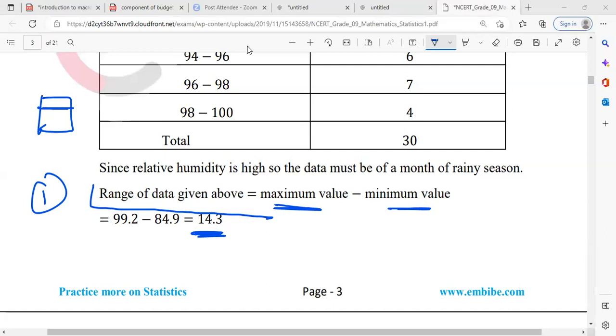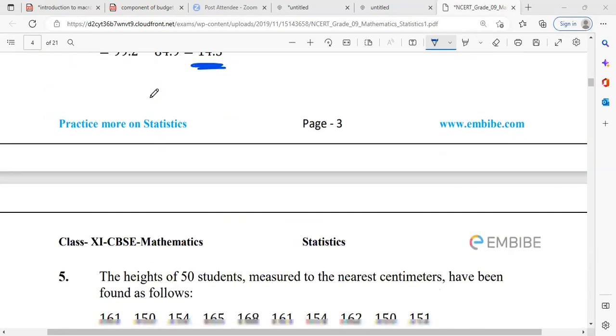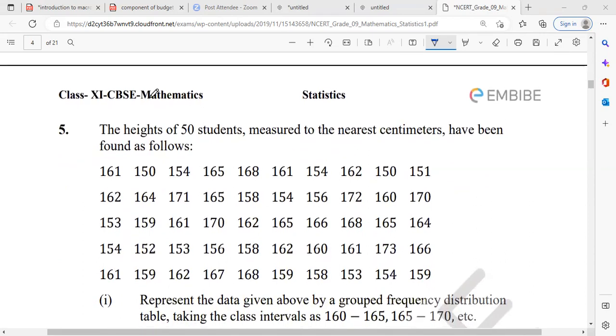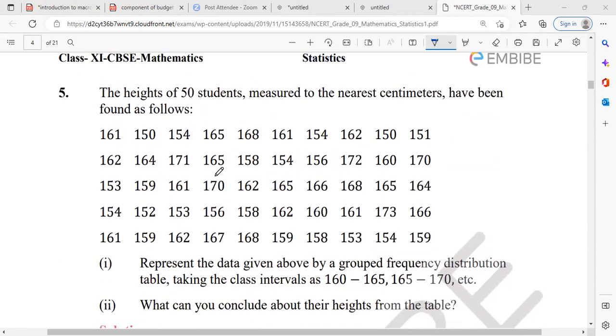Yes, ma'am. I wrote it. Okay. Now, next one, this. Just read the question and answer that accordingly.